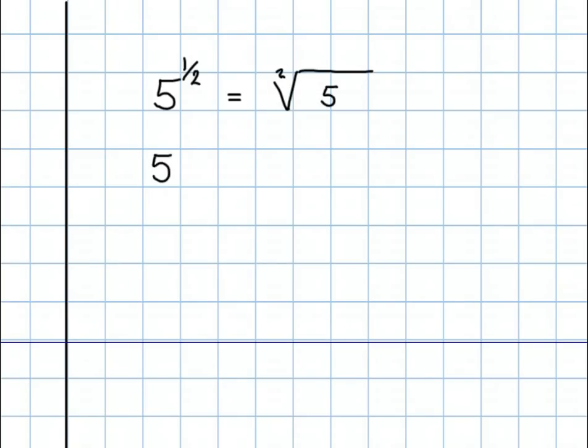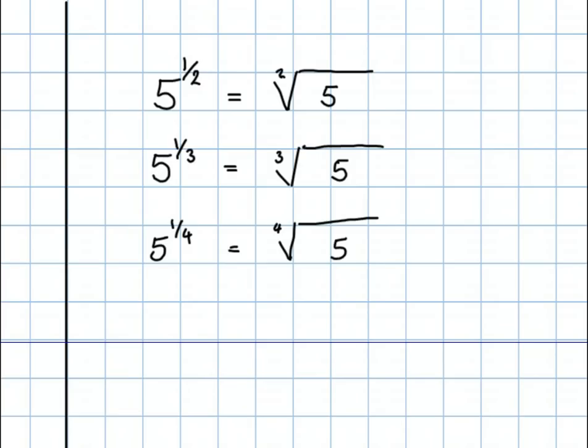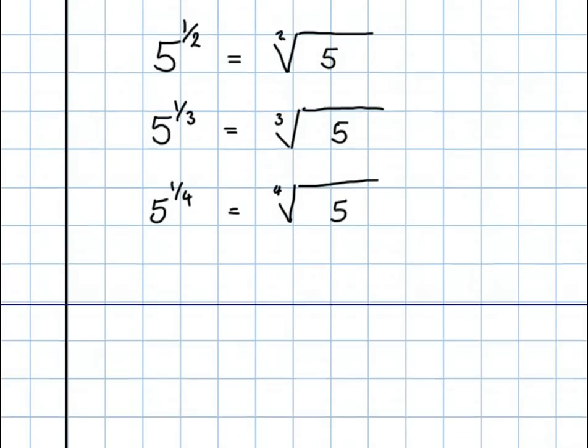And 5 to the power third then is the cube root of 5. What about 5 to the power quarter? Well, I think you can spot the pattern now. That's the fourth root of 5. So that's fractional indices.